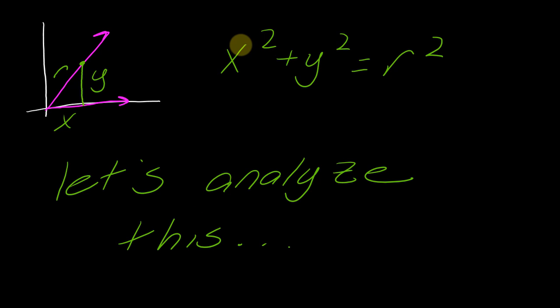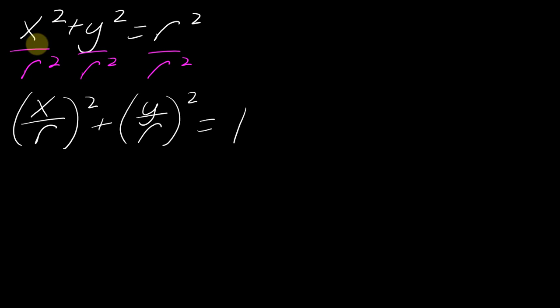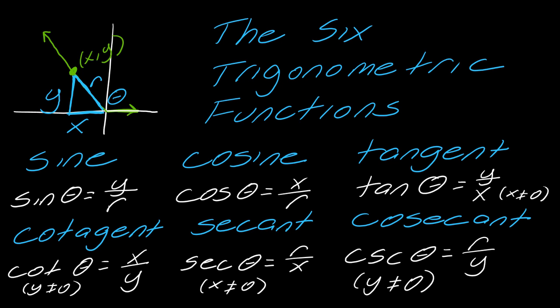So what I want to do now is take this result and analyze it a little bit farther. We're going to play around with it and see what we get. Okay, so I got x squared plus y squared equals r squared. I'm just going to divide all sides by r squared and see what happens. If I do that, I can rewrite this as x over r and then square that, y over r, square that, and then r squared over r squared by itself, that'll just be 1.